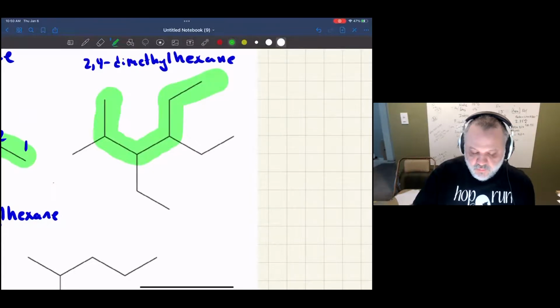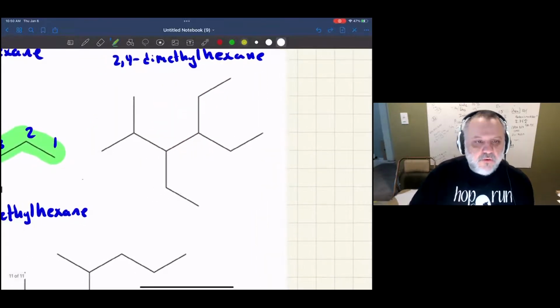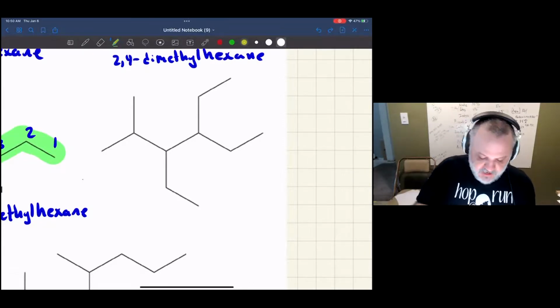Okay, well, which one is it? There's lots of different 6 carbon chains, and they're not all right. So when you've got multiple paths to choose for the 6 carbon chain, I'm going to go ahead and go 1, 2, 3, 1, 2, 3, 4, 5, 6.